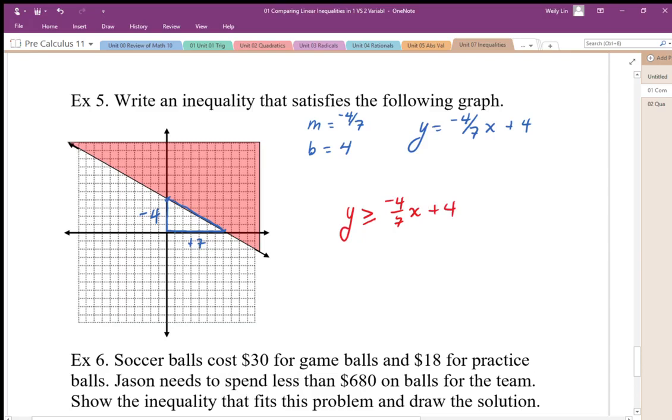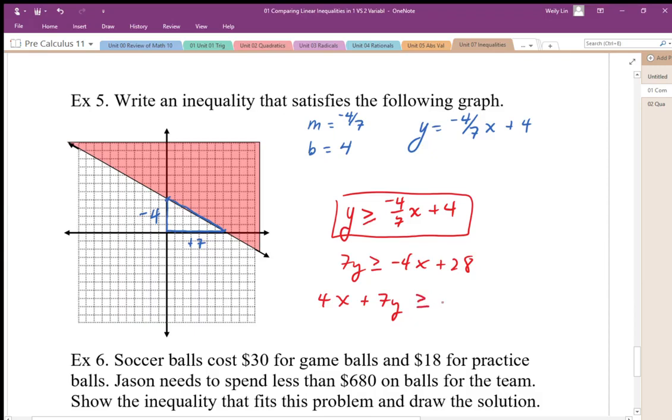Now if I want to convert this into the general form, I can always just get rid of the denominator, so I get 7y greater than or equal to negative 4x plus 28, and then we end up with 4x plus 7y is greater than or equal to 28. As x and y get bigger, more positive in this direction, we're going to have our solution.